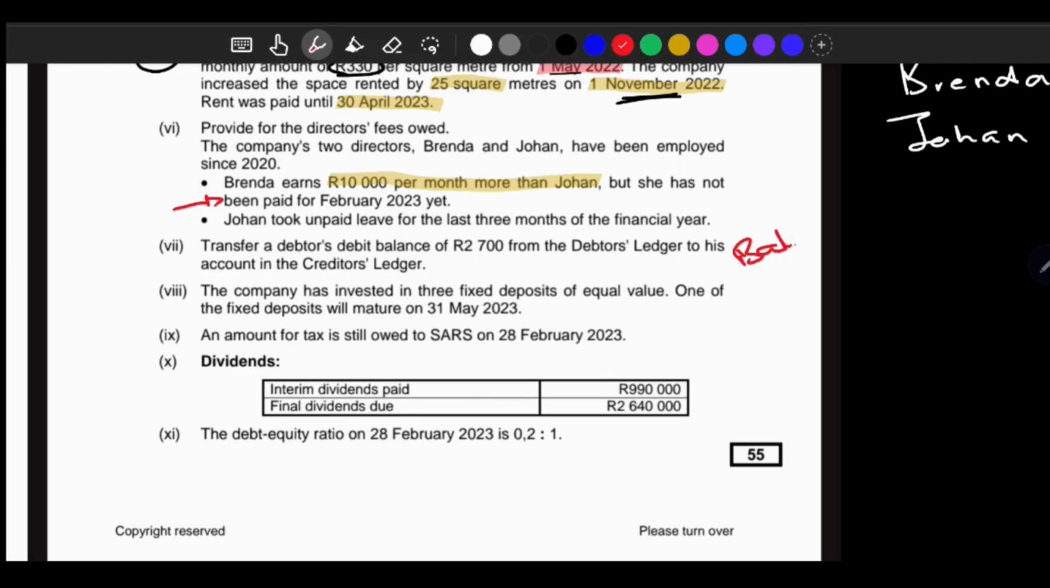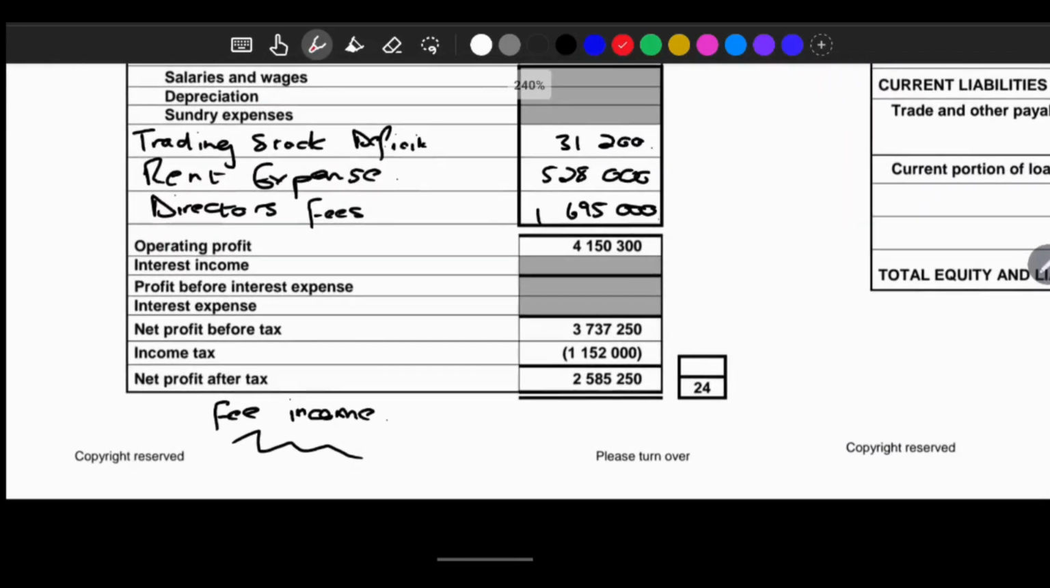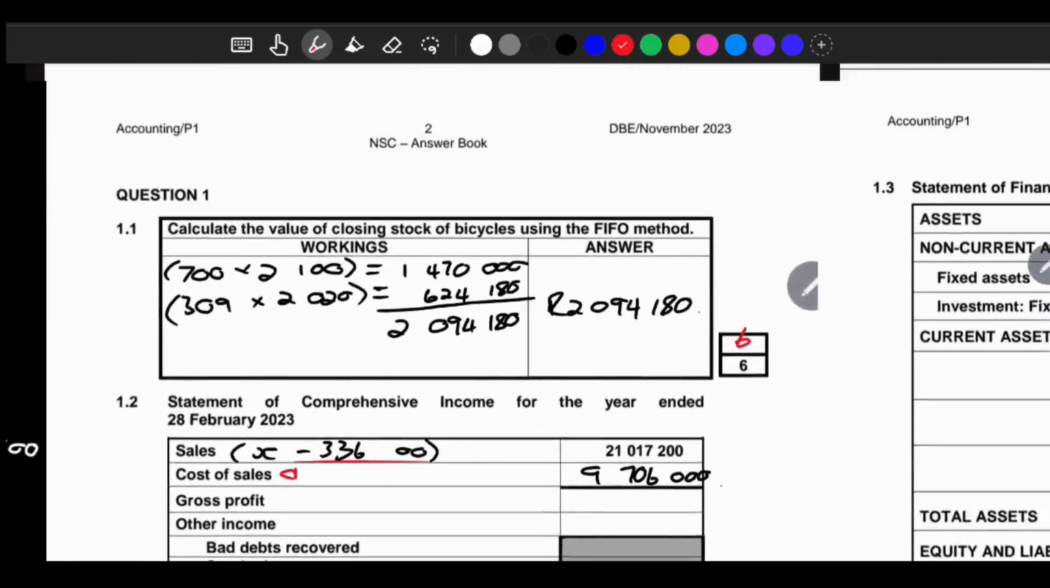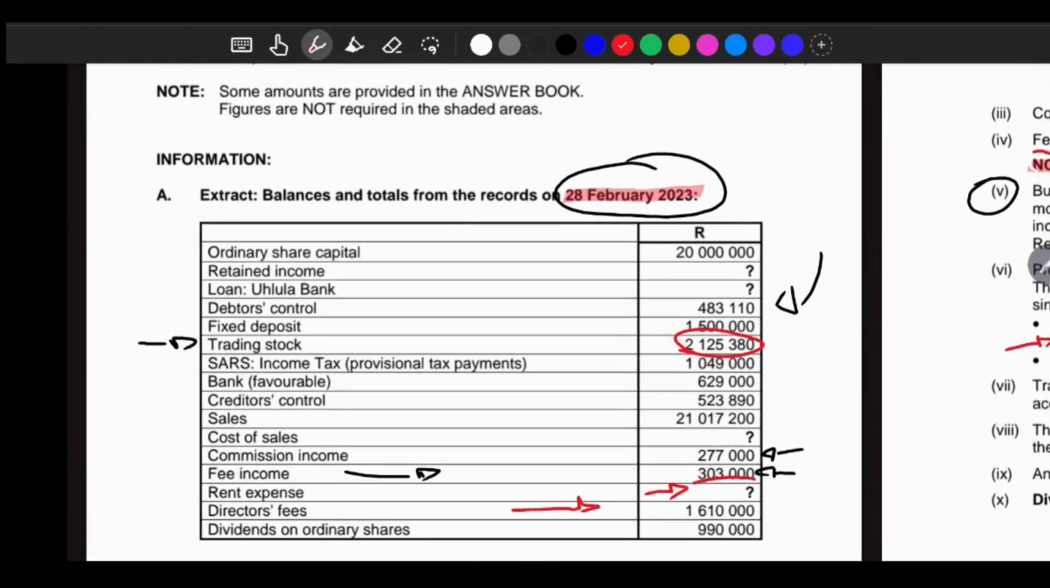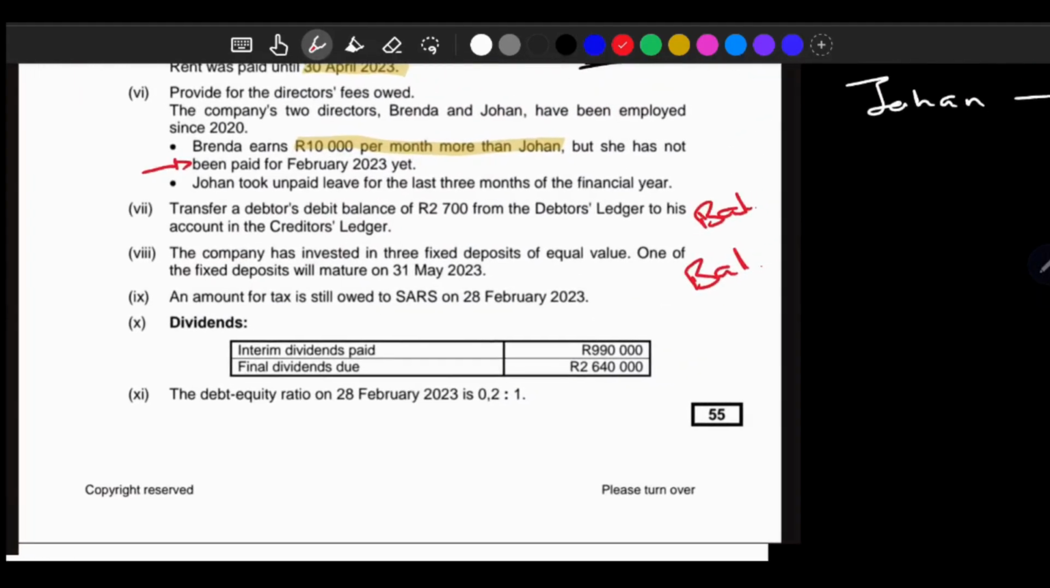The company has invested in 3 fixed deposits of equal value. This once again is the balance sheet. An amount for tax is still owed to SARS on 28 February 2023. Now, here, do they give us the amount that we pay to SARS? They do. That's the amount that we're going to pay. Here they've given us the provisional payments, 1,049,000. So that we also do not cover here, will be part of the balance sheet.